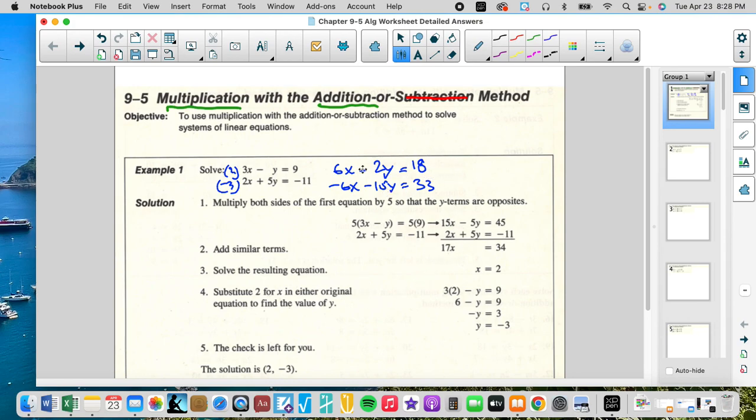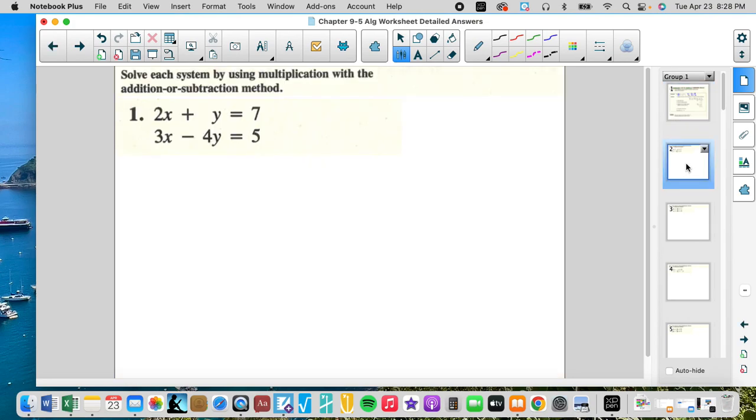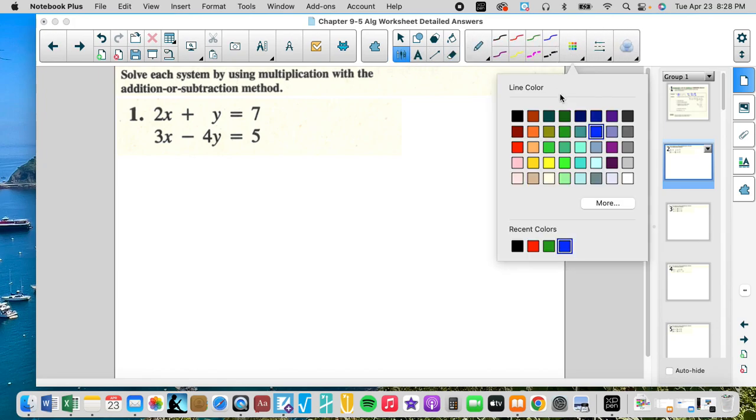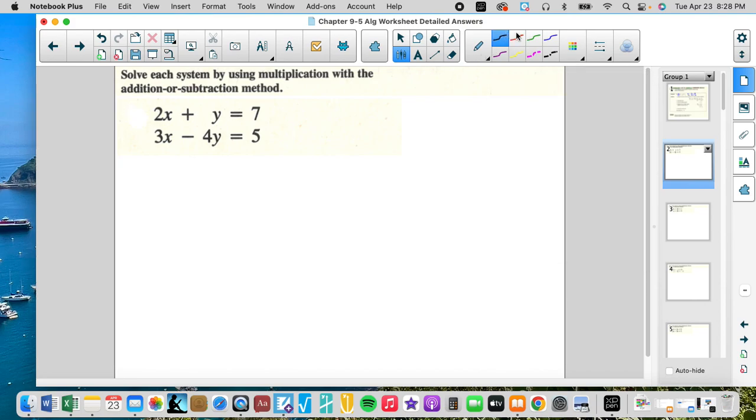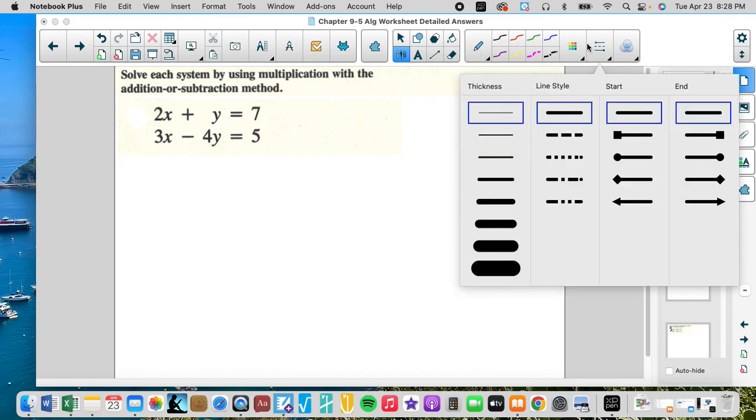So we're going to do that for each one. We're going to do the easiest, the most simple one to get rid of first. And we're going to look at both of the variables, and we're going to say, okay, which one's the easiest to get rid of?